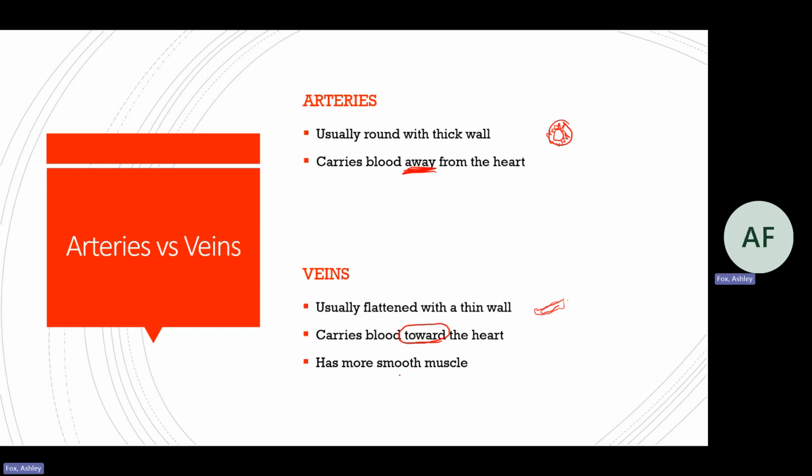We do see that veins have a little bit more smooth muscle. Depending on what artery it is, it's not going to have a lot of smooth muscle. It'll have more elasticity to it.